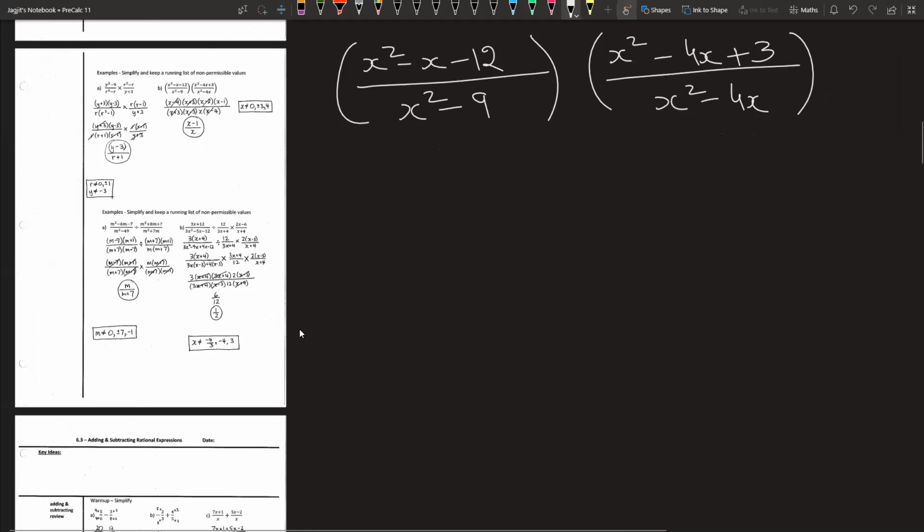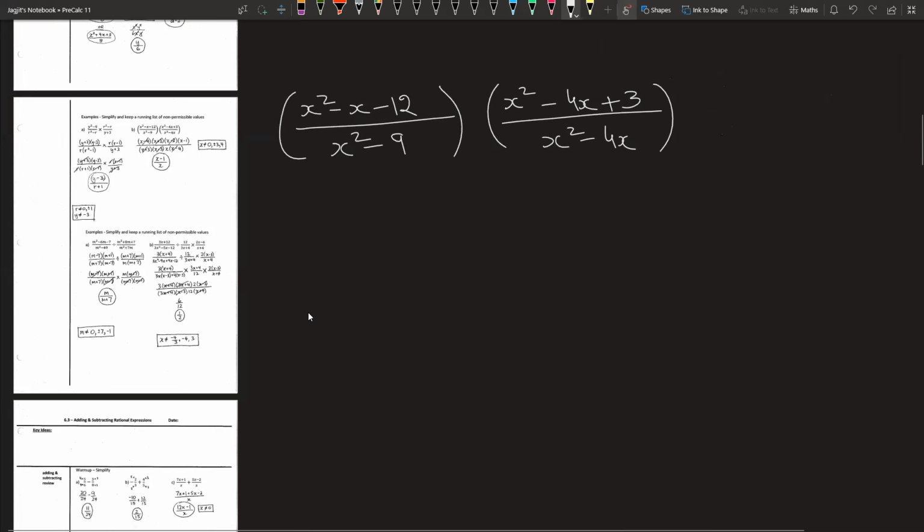All right, guys, let's have a look at this. So first thing, we need to factor every term. What do we have over here at the top? X squared minus x minus 12. How do we factor that? The number in front of x squared is 1. 1 times negative 12 will give you minus 12. We need to find two numbers. When you multiply them, you get minus 12. When you add them, you get minus 1. It'll be minus 4 and 3. So that will just be x minus 4 and x plus 3.